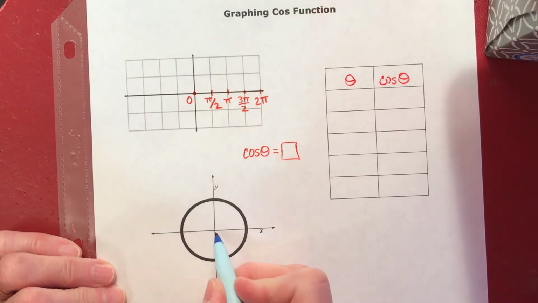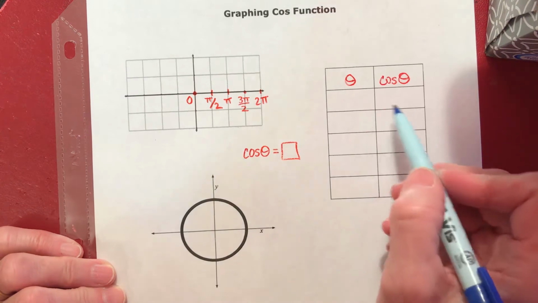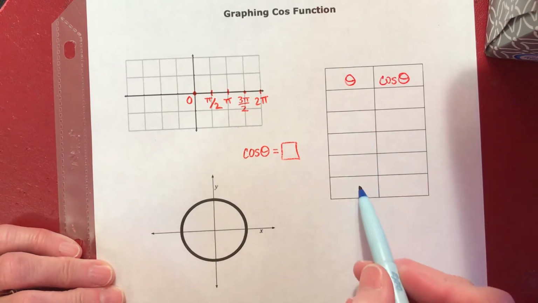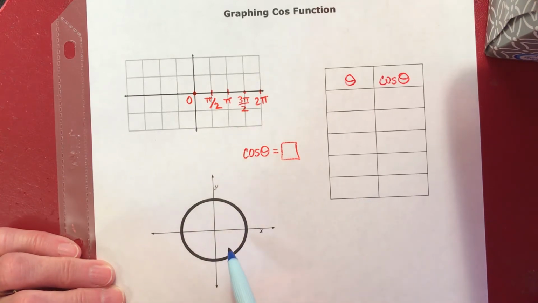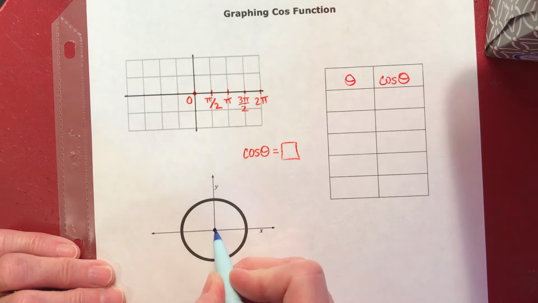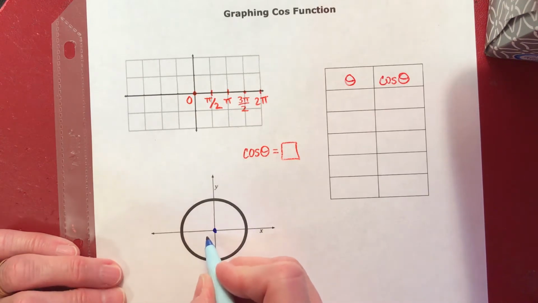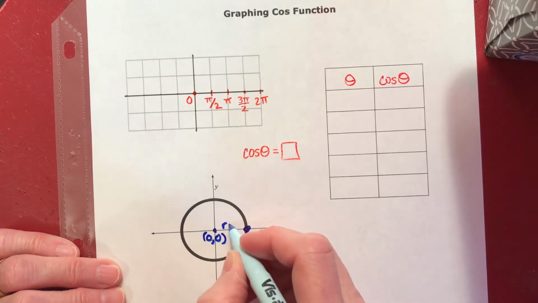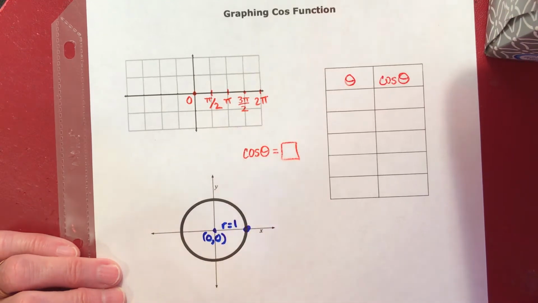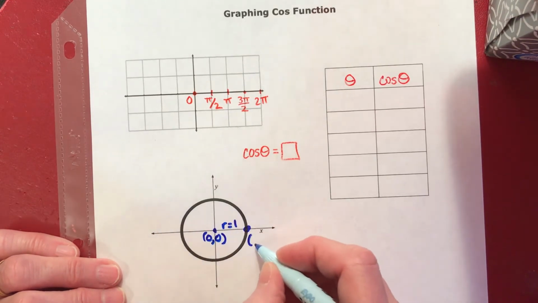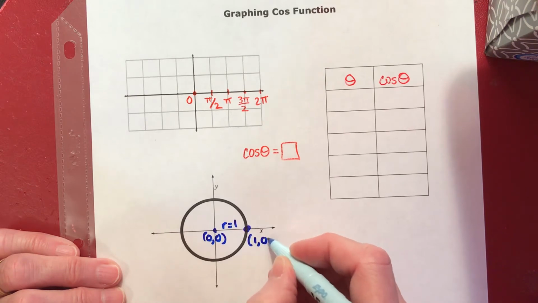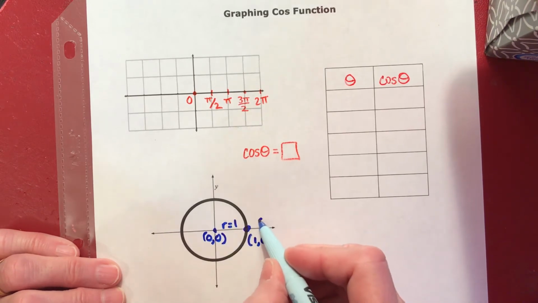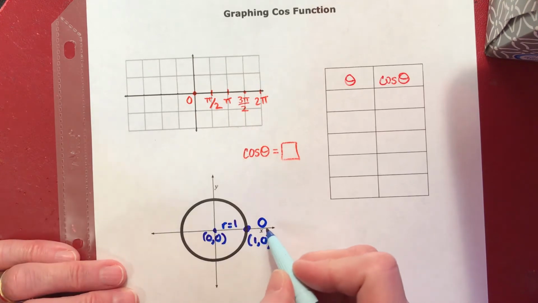The unit circle will help us find the cosine values at various angles. And the angles we are interested in are the axis angles. So just as a reminder, the unit circle has its center at the origin, which is 0, 0. Considering that the radius is always 1 in the unit circle, this point is 1, 0 here at the 0 radian angle.